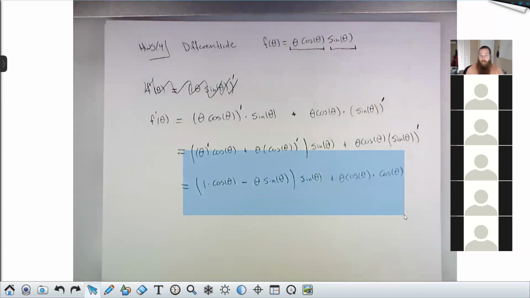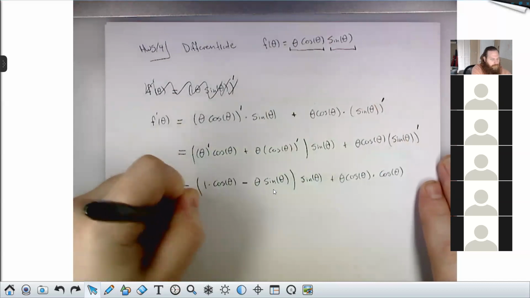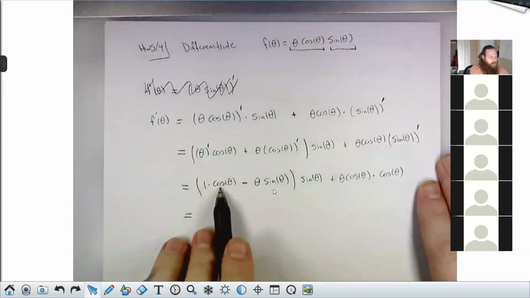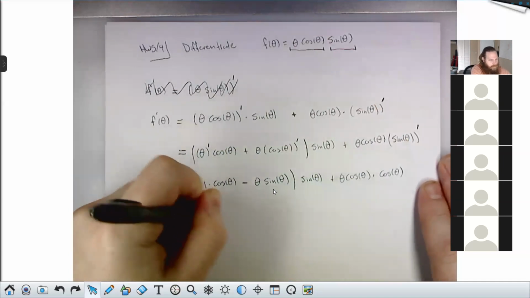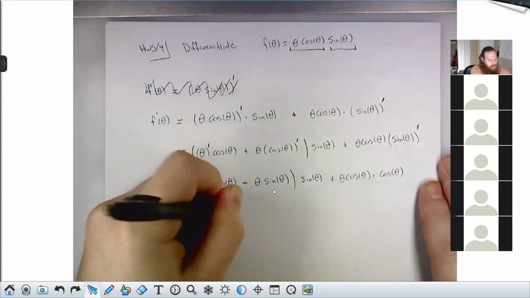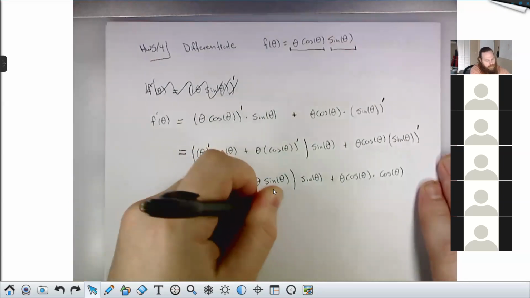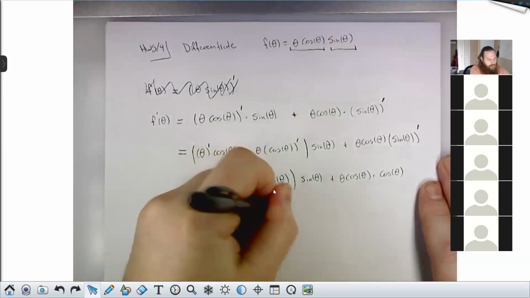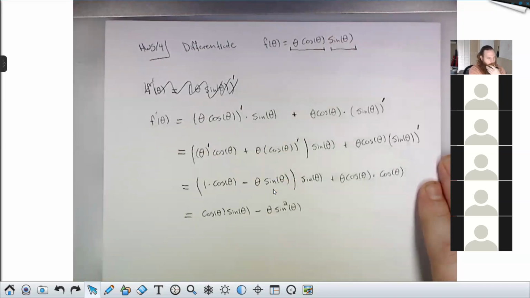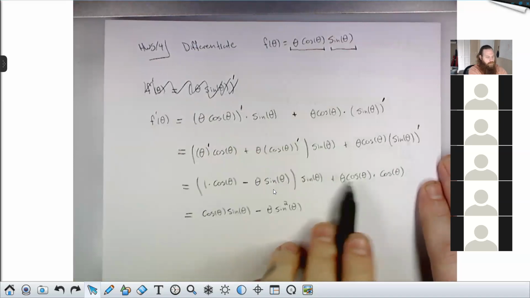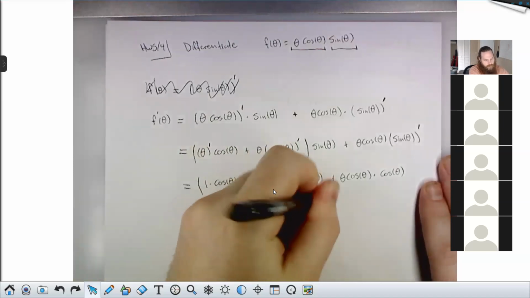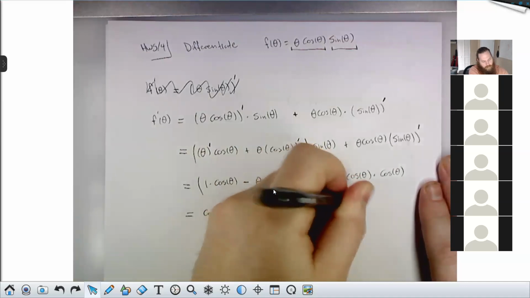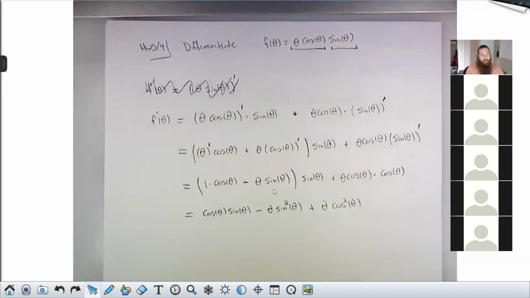So this would be fine, for example, on a test, you could leave this as this. But it's nice to clean this up because this does clean up quite a bit. I'm going to have cos theta times sine theta. So I'm distributing the sine theta. Minus theta sine theta times sine theta, which is theta sine squared theta. And then here I have plus theta cos theta times cos theta, which is plus theta cos squared theta. So this is our derivative, and it requires two product rules. So this is a fun problem.